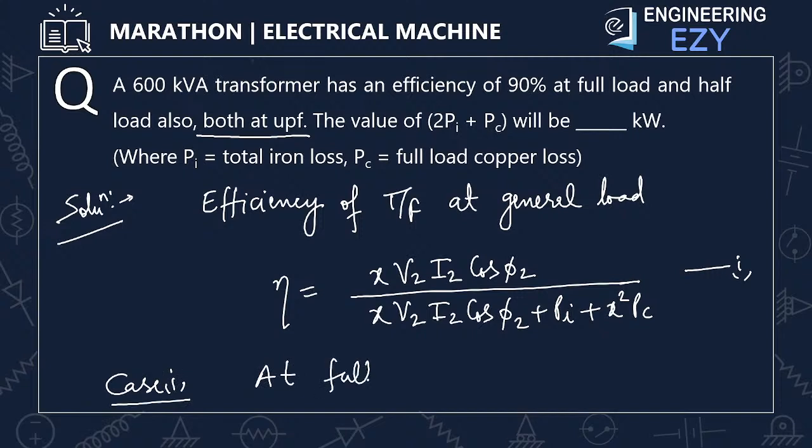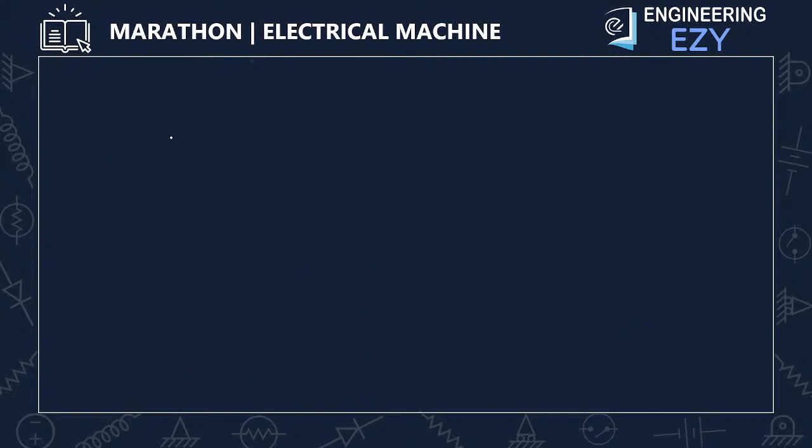At full load, x is equal to 1. If I put x is equal to 1, efficiency is 90%, so eta is equal to 0.9. 90% can be written as 0.9 is equal to X, full load 1, into V2I2.